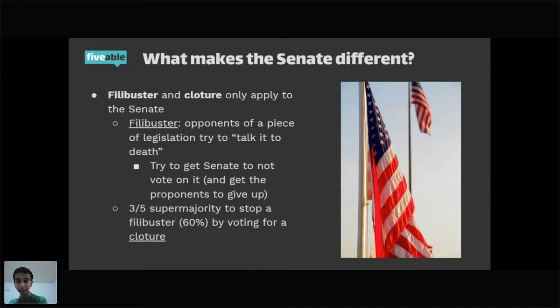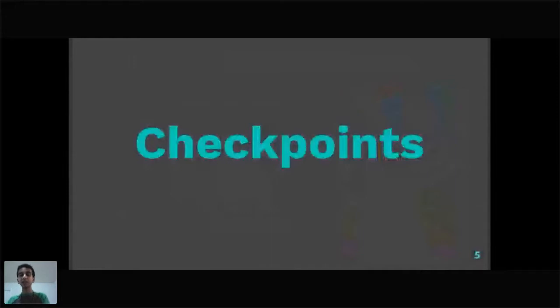It cannot happen in the House of Representatives. Right. And like Sandra said in the chat, when a person talks to prevent the passing of a law, that is a filibuster, and cloture stops the filibuster. Right. So we're going to basically fill out a chart.